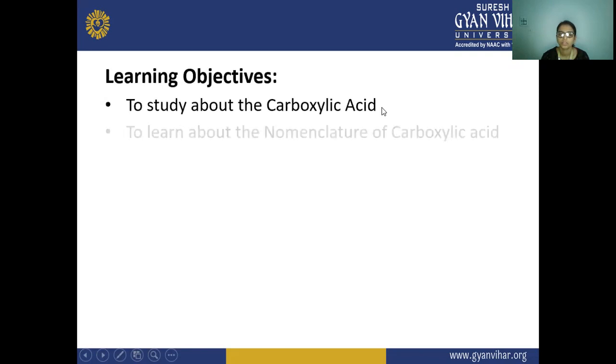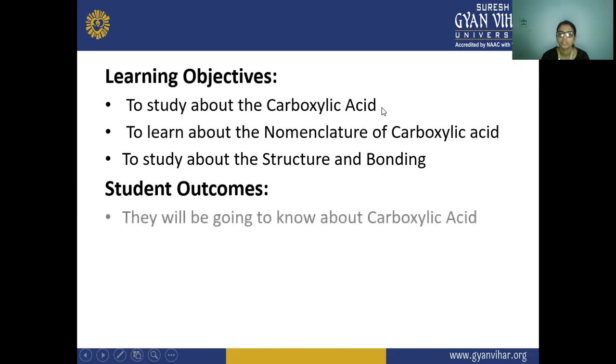The learning objective. Here we are going to study about carboxylic acid, and also we are going to learn about the nomenclature of carboxylic acid and the structure and bonding of this carboxylic acid to the different atoms to which it is attached. And also we are going to study what the structure of this carboxylic acid is and how we can give it a name.